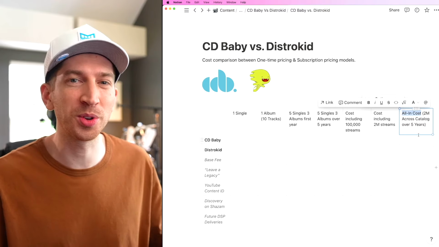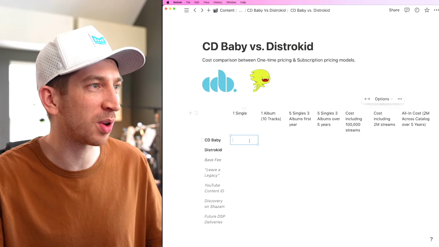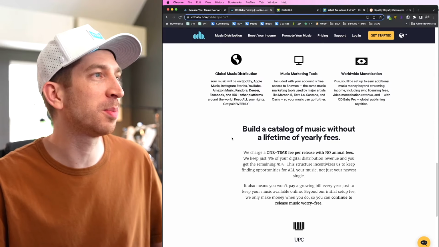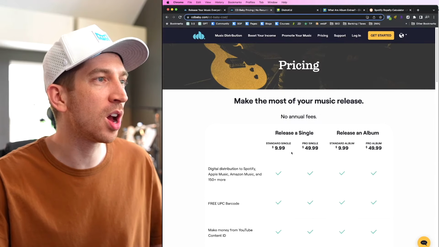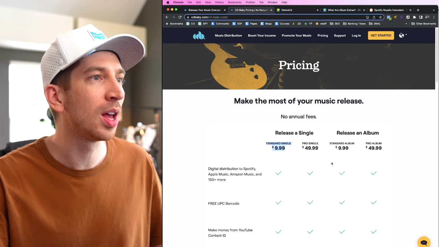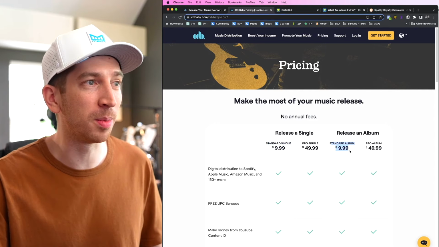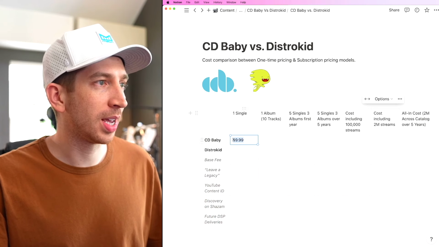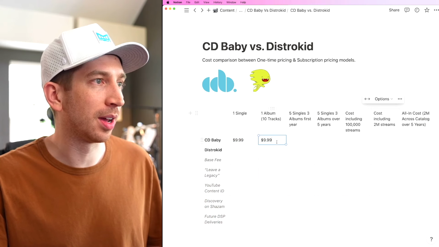So without further ado, let's start plugging in this spreadsheet, and we'll begin with CD Baby. CD Baby is going to be incredibly easy because we know that for a standard single and for a standard album, they're both the same price. It's $9.99 for both. So let's just plug in $9.99 and we'll do that twice.